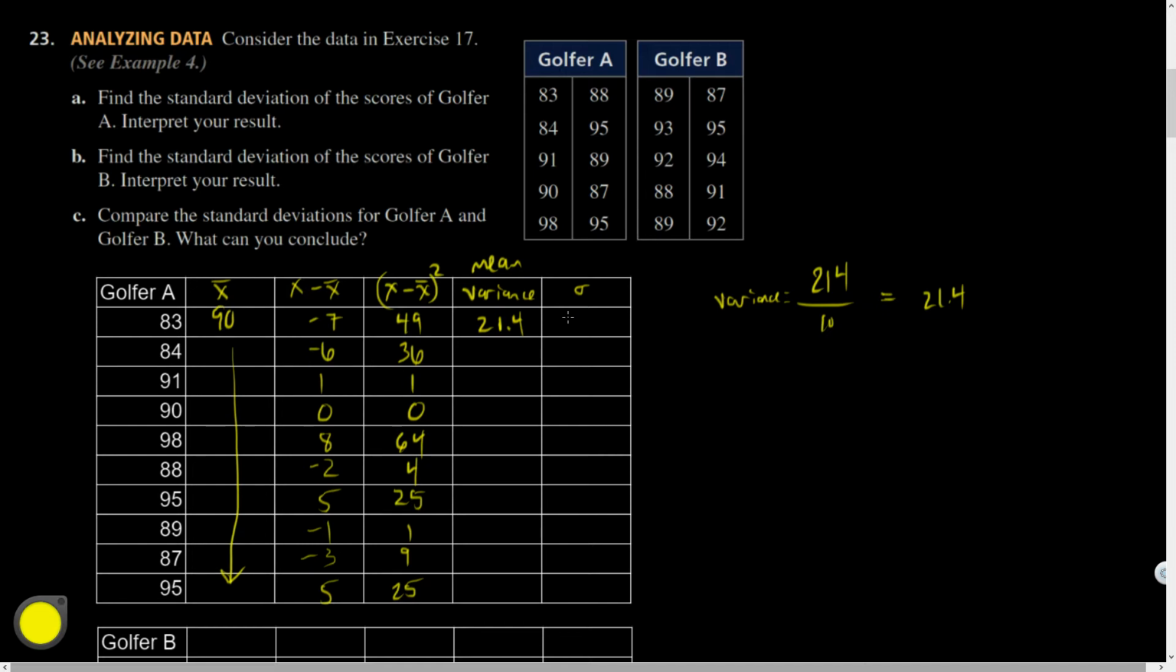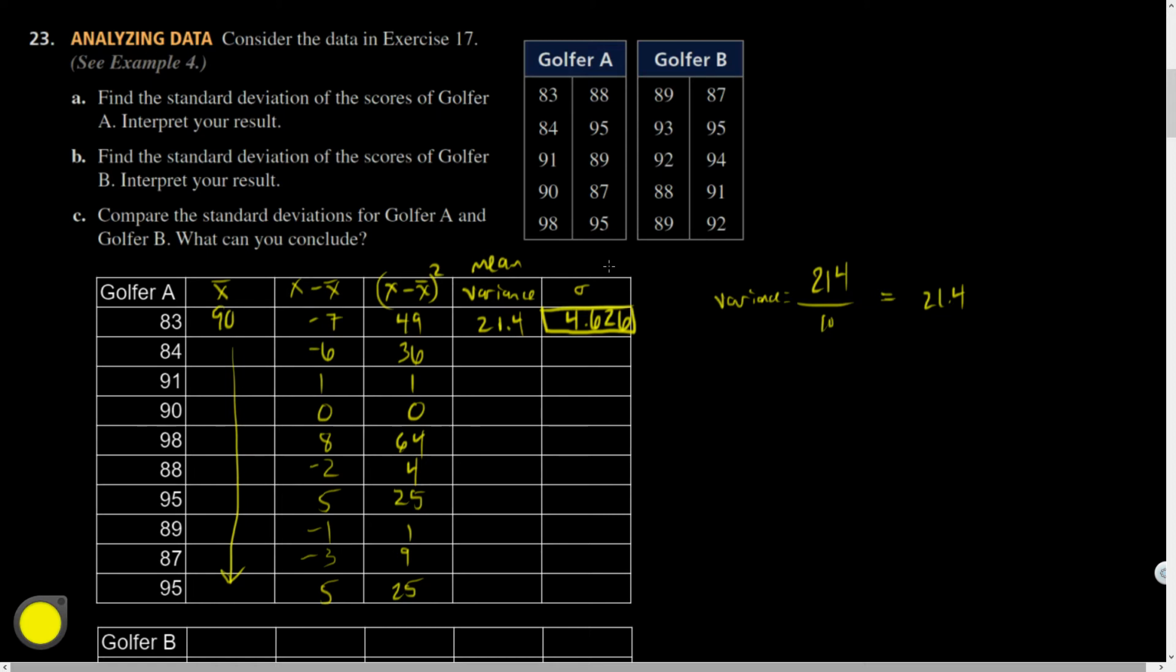And sigma will be the square root of that. So I hit second square root button of second answer, and I got a standard deviation of 4.626. All right, so there's the standard deviation for golfer A. That means, on average, golfer A's scores vary from his average, his mean, by 4.6.